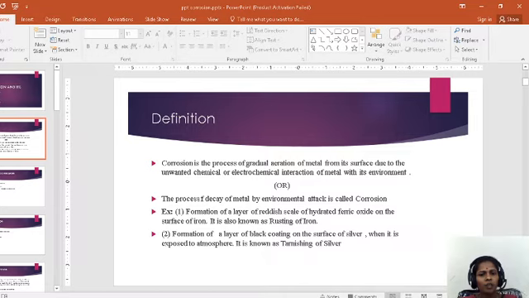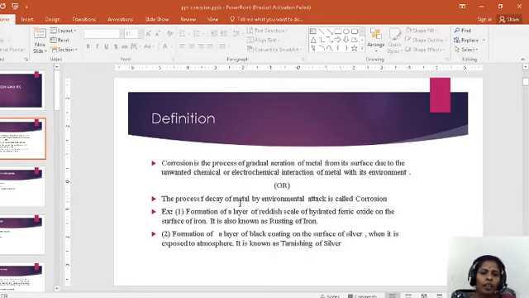So what is meant by corrosion? Corrosion is nothing but the decomposition or destruction of the metal when the metal is reacting with the unwanted impurities in the environment. It is defined as the process of gradual deterioration of metal from its surface due to the unwanted chemical or electrochemical interaction of the metal with its environment. So when the unwanted chemicals are reacting with the metal, the metal starts decomposing. That decomposition of the metal is called corrosion.